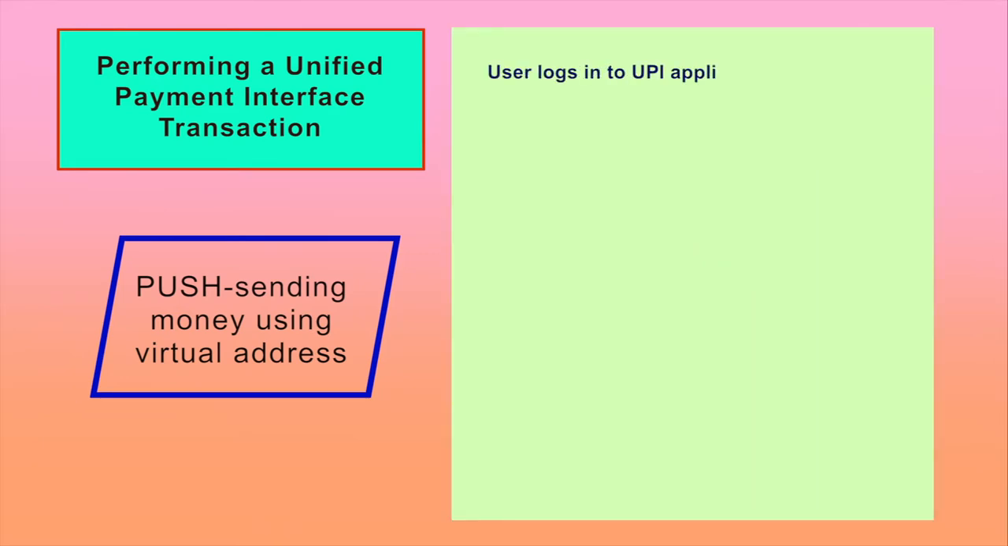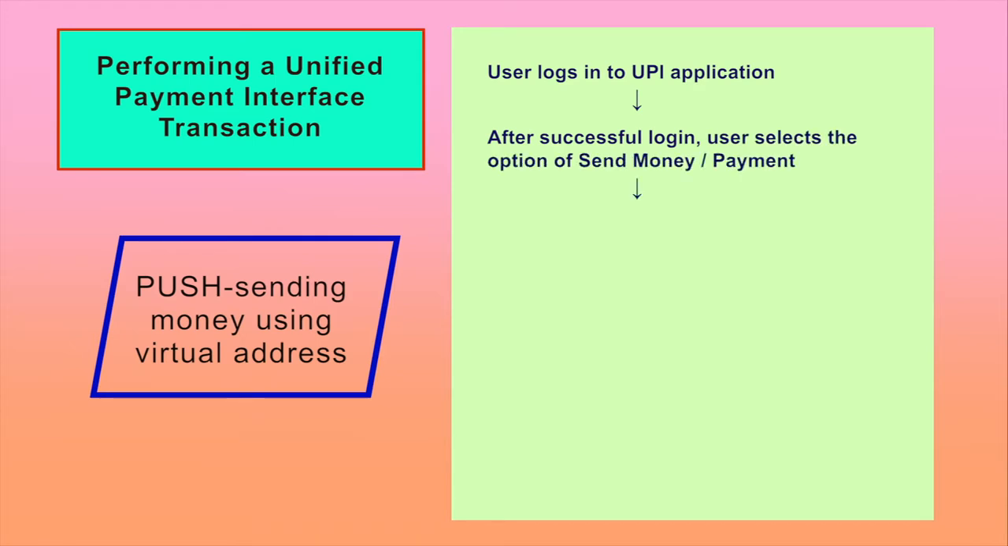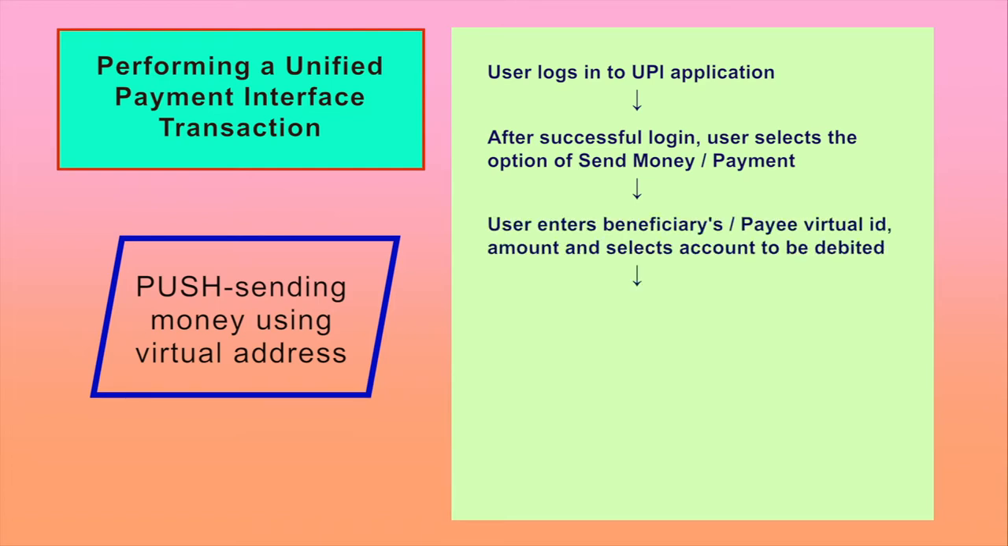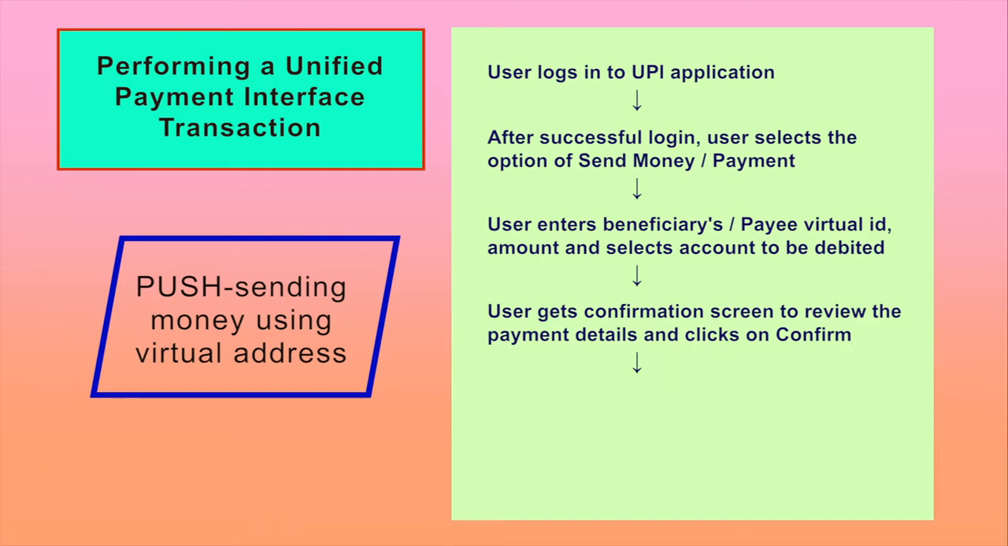Performing a Unified Payment Interface transaction. Push: sending money using virtual address. User logs into the UPI application. After successful login, user selects the option of send money or payment. User enters the beneficiary's or payee's virtual ID, amount and selects the account to be debited. User gets a confirmation screen to review the payment details and clicks on confirm. User now enters MPIN. User gets a successful or failure message.